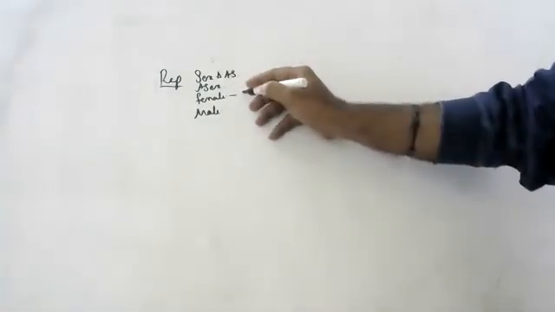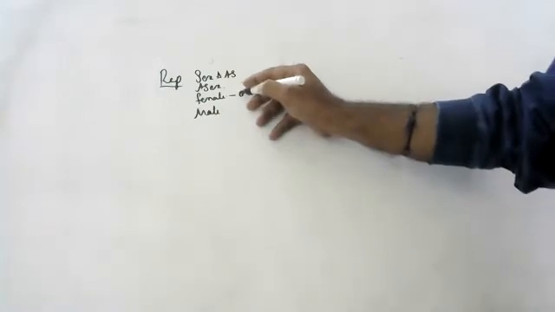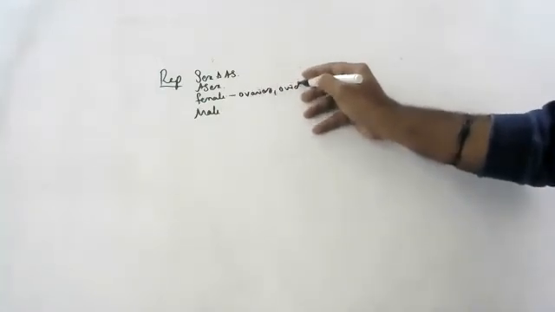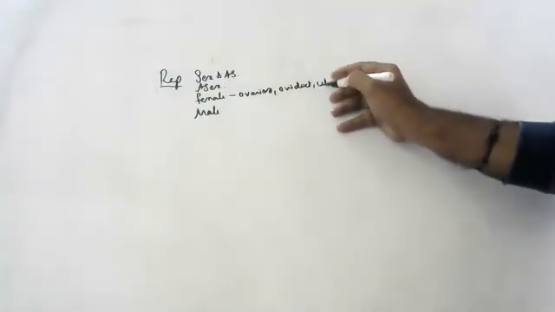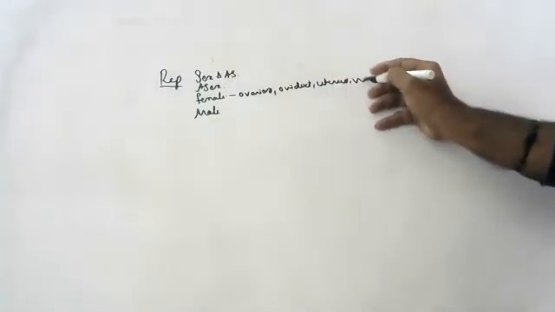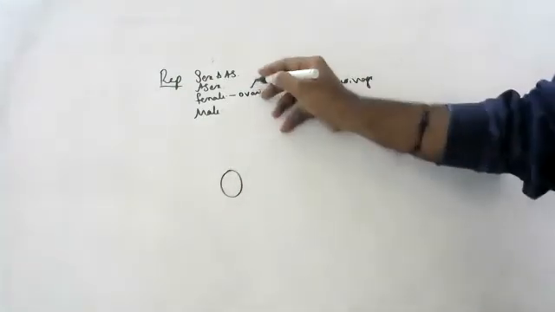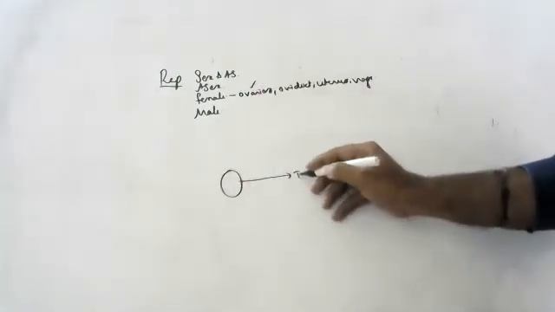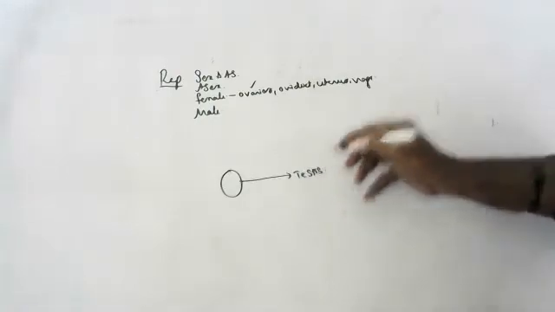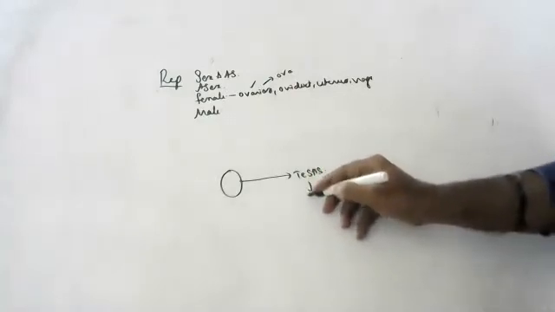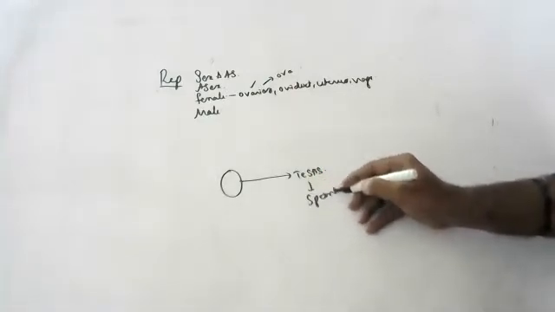Coming to the male reproductive system, children, in the female reproductive system, what parts did we have? We studied ovaries, oviduct, uterus, vagina. In the male reproductive system, same like ovaries, males will have testes. Ovaries produce ova, female gametes. Testes produce sperms, male gametes.